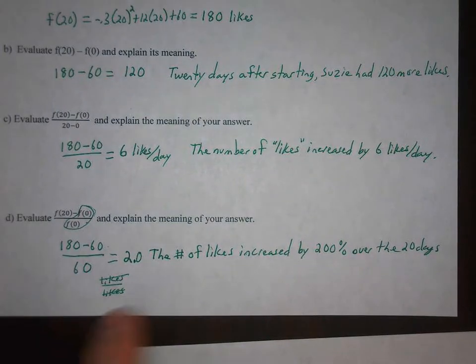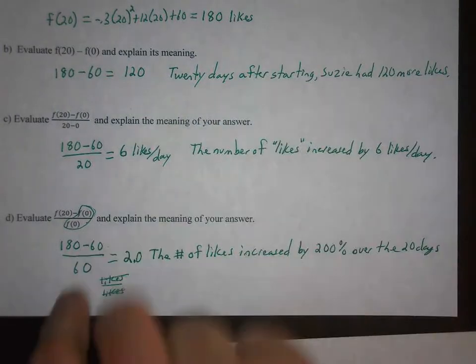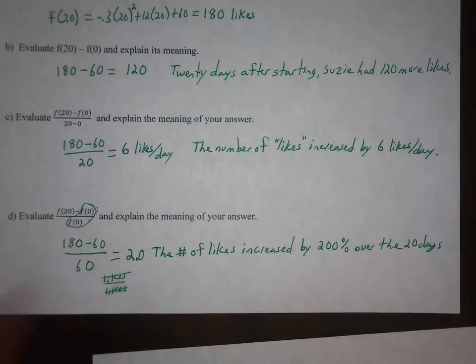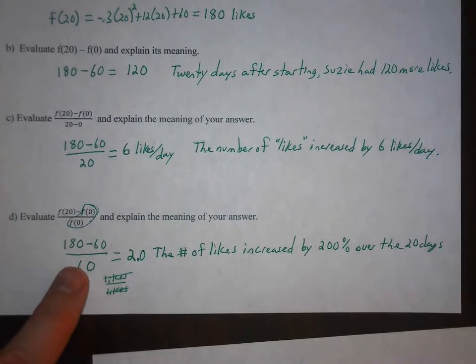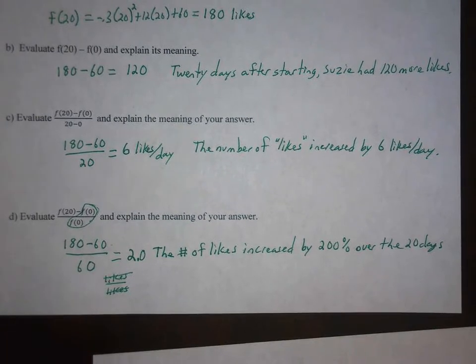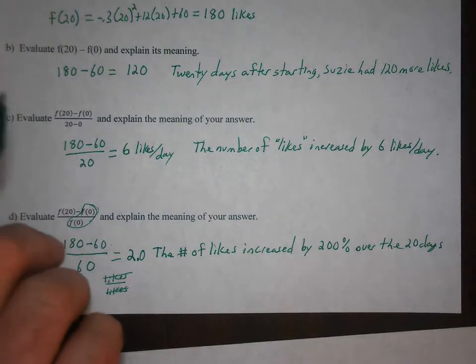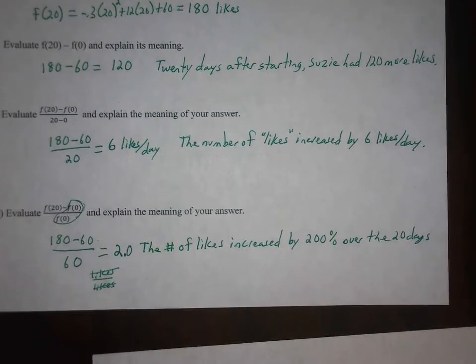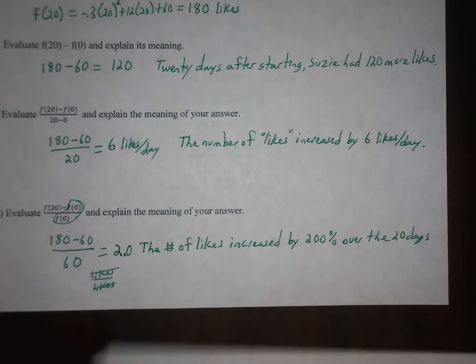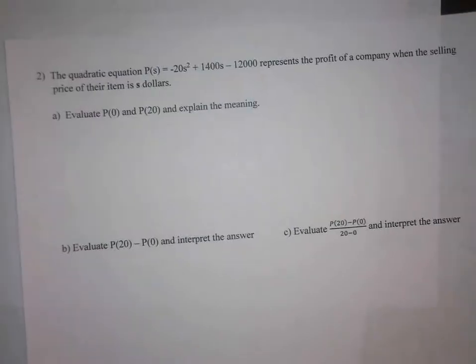And if you look at what happened with the number of likes, they went from 60 to 180, so they more than doubled. They went up by 200%. Okay, so 60, doubling it will be 120, and then another 60 would get you to the 180. So it increased by 200%. Okay, moving on to the next examples on the next page.